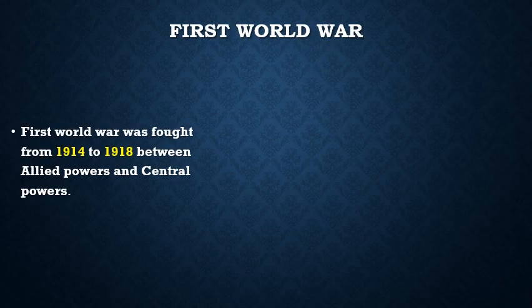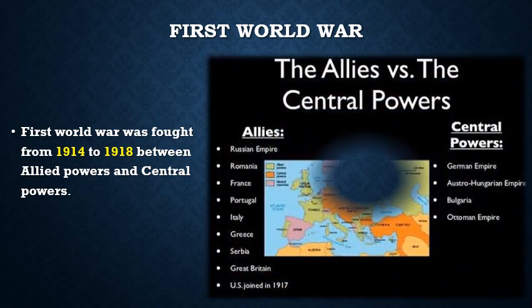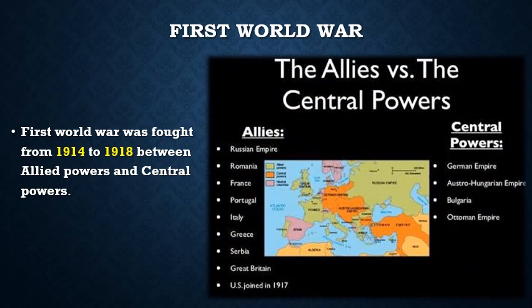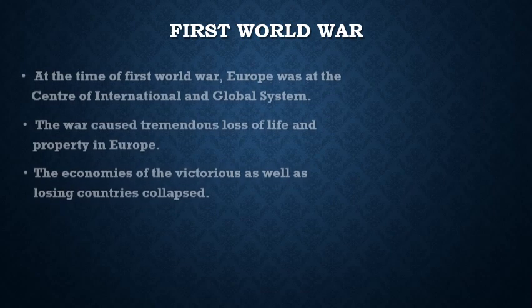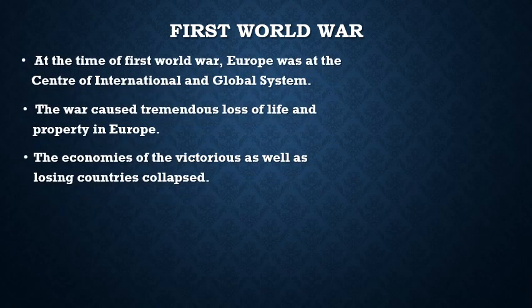First World War. The First World War was fought from 1914 to 1918 between the Allied powers and the Central Powers. The Allied powers include Britain, France, Russia, Italy, America, and the Central Powers include Germany, Austria, Hungary, Ottoman Empire, and Bulgaria. Major countries of Europe took part in the First World War. Europe had a very central place in the international or global system at that time.